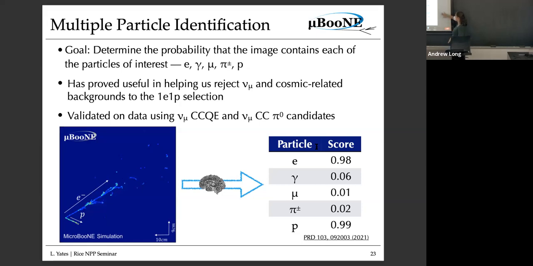I don't have a lot of details on this, but we validated this on data using samples of nu_mu events, where we have other handles to figure out what's going on and more statistics, obviously.